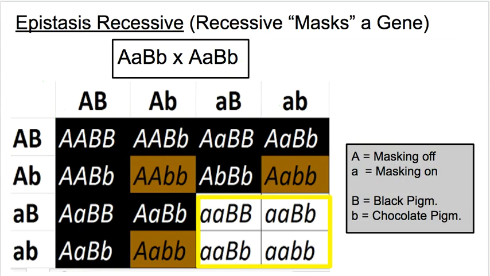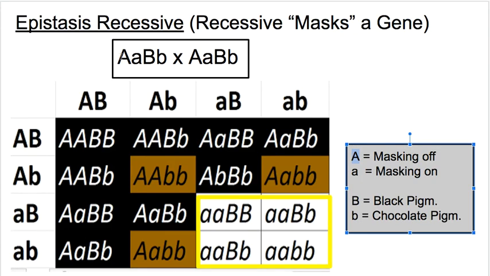So here's our definition. Big A, the masking is off. Little a, the masking is on. In this example that I found, the first gene here is the masking gene. The second one is the color, and it didn't use E's this time. It doesn't matter, it's whatever is being defined. So just make sure you read that carefully. Big B was the black pigment and little b for the chocolate pigment.